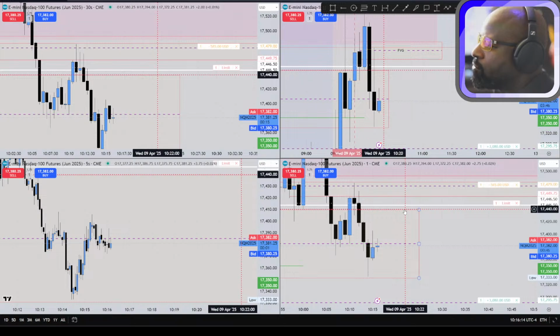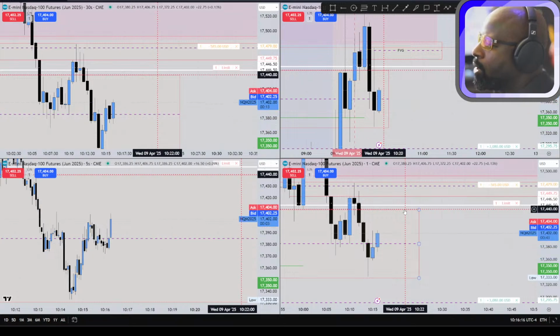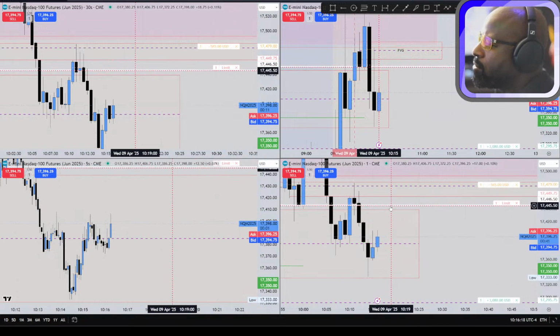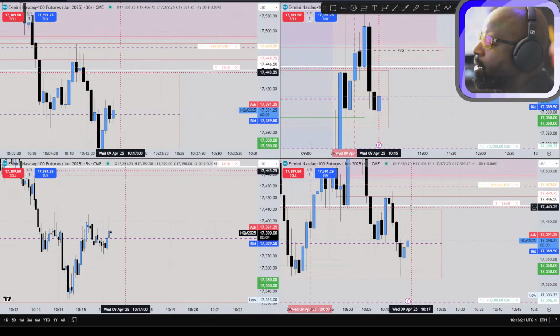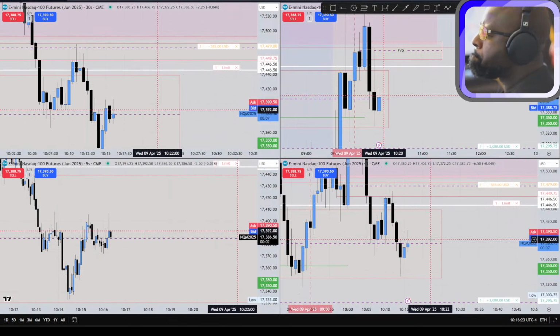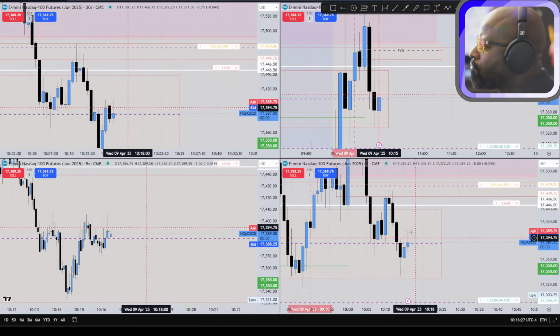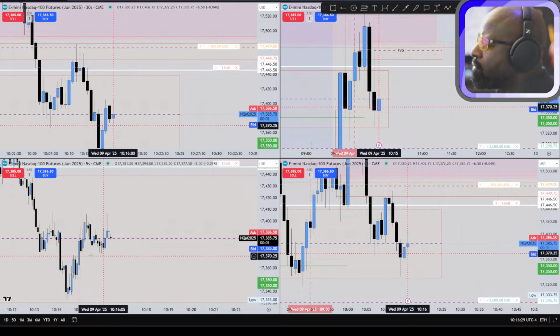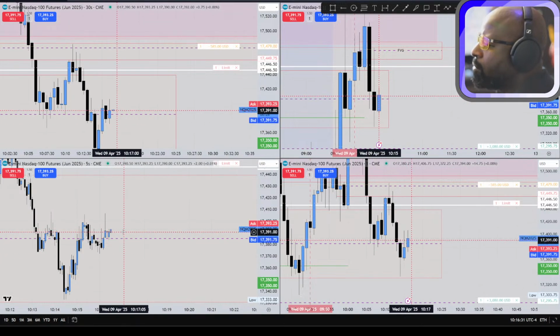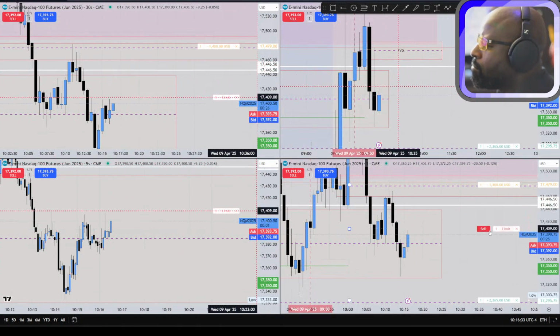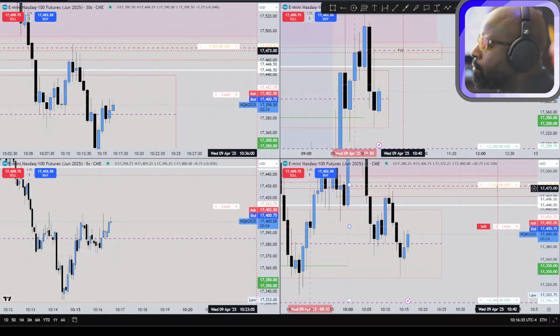Is there an opportunity for us to run to the high of this gap as a wick retest, a retest of the gap high, and then dump? Well, there are two wicks on this side of this candle. Bodies are failing. I'm gonna start moving stuff around.